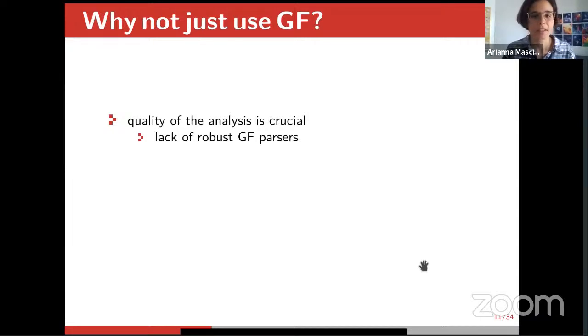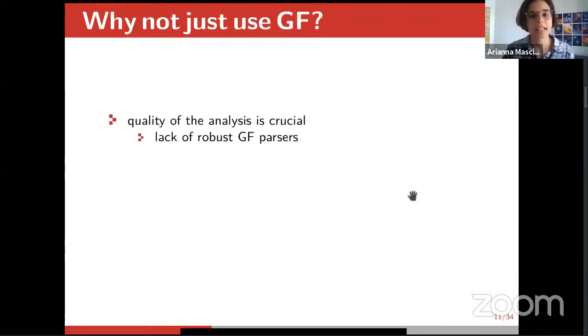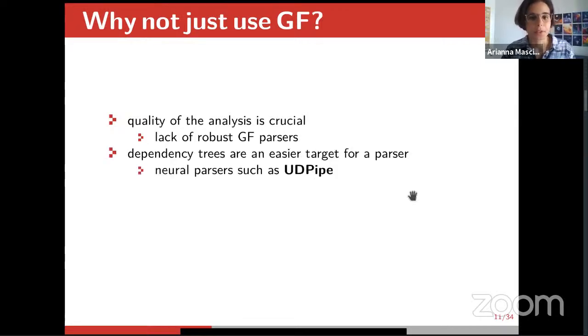So I said that this is an application of GF and UD, but why? Why not just use GF? Well, the important point here was analysis. This is a crucial part of performing 3-to-3 alignment. And the problem is that the current GF parsers are not sufficiently robust. So because dependency trees are an easier target for parsers, if we do 3-to-3 alignment on dependency trees instead of parse trees, then we can make use of more robust parsers, often neural parsers like UDPipe, which Aarne mentioned already earlier today.